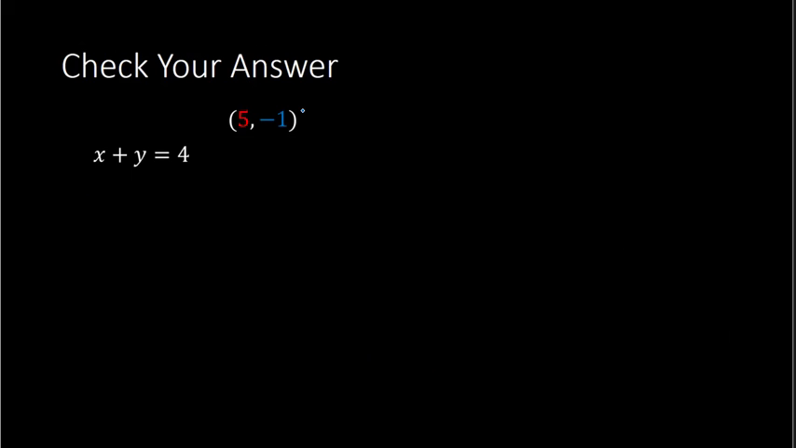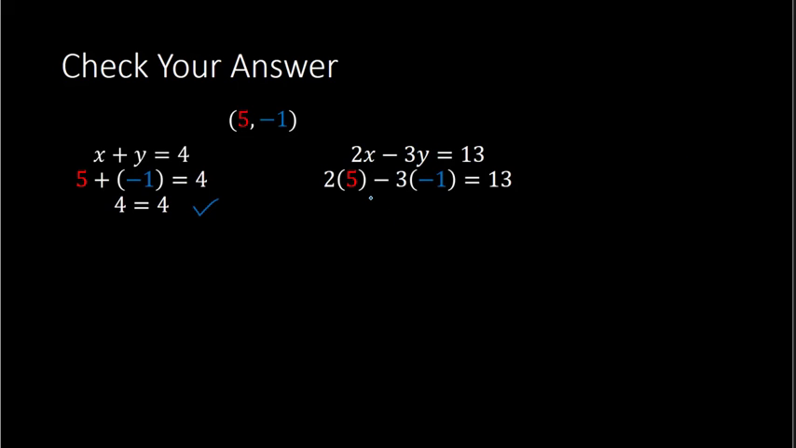Here's (5, negative 1). Plug it into the first equation. We now have 5 plus negative 1, which gives me positive 4. So 4 equals 4. That is true, so it works for the first equation. Plug it into the second equation. We have 2 times 5 minus 3 times negative 1. We have 10, and then negative 3 times negative 1 is a positive 3. So 10 plus 3 would be 13. So 13 equals 13. That is a true statement, which means we do have the correct answer.